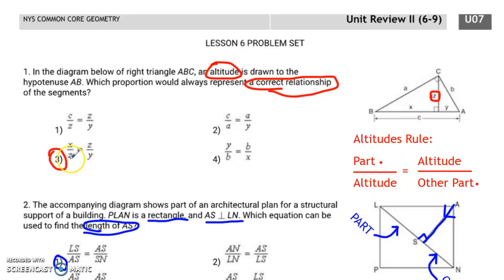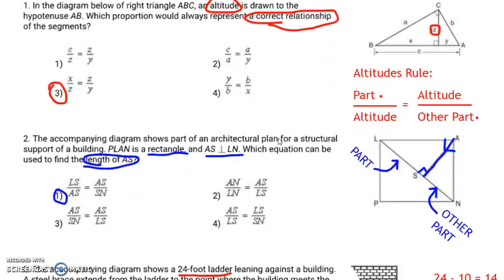So, for example, this has z on the diagonal, and it also has x up here, which is one of the parts, and y down here, which is another part. It's not this one because it asks us to do part over other part, and c is the whole entire hypotenuse. The other ones don't have the altitude on their diagonal, so see you later.